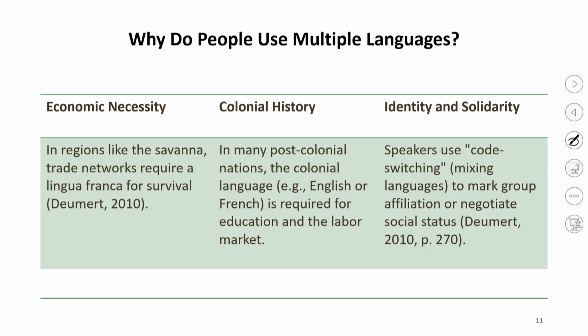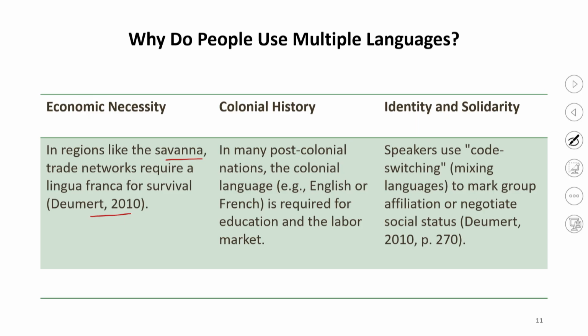So, economic necessity, colonial history, and then identity, solidarity, and so on. Identity and solidarity we just talked about before. Economic necessity is often a very powerful indicator of whether a society will be bilingual or multilingual, or it will remain monolingual, depending on the language which is the ticket to economic mobility or higher economic status. One particular study talked about regions like the savanna where trade networks require a lingua franca for survival itself, economic survival, that is.